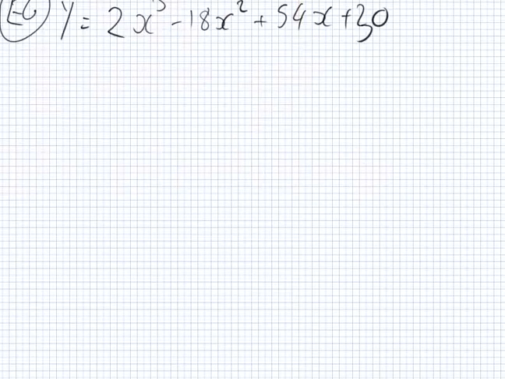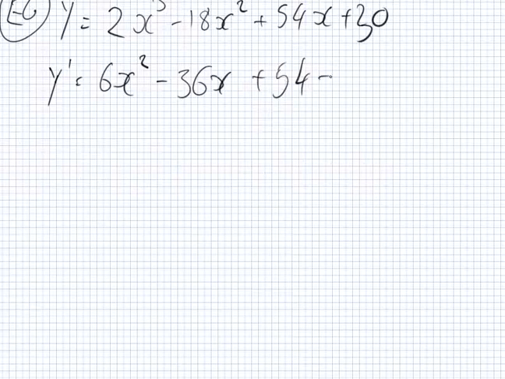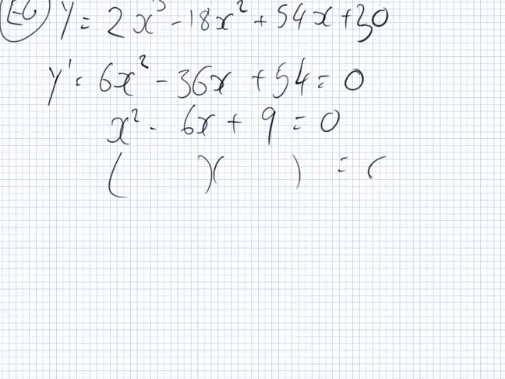So, like normal, we differentiate. So the derivative will be 6x squared minus 36x plus 54 equals 0. I can divide everything by 6. x squared minus 6x plus 9 equals 0. And solving this, actually I think I just get x minus 3 and x minus 3. So, no surprise, x equals 3.